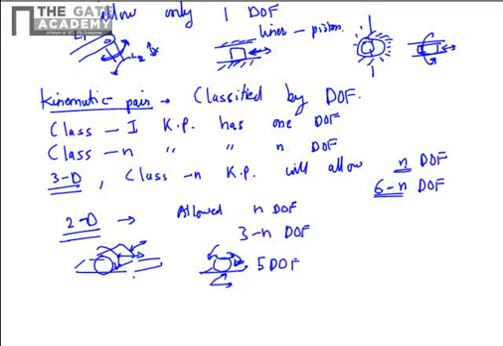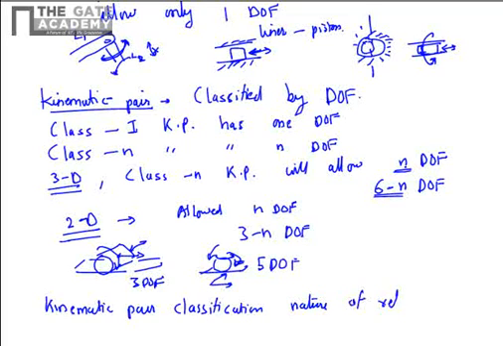But these kinds of kinematic pairs, which have more degrees of freedom, are rarely useful in machine design. So in machine design, we will normally encounter a class 1 or at the max class 2 kinematic pair. The kinematic pairs are also classified on the basis of the nature of relative motion between the contact surfaces at a joint.